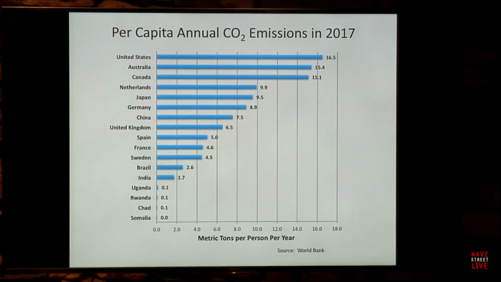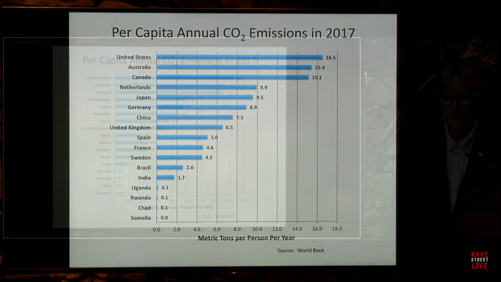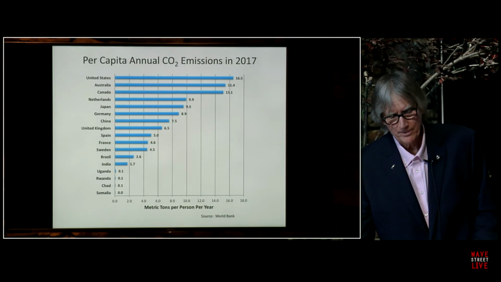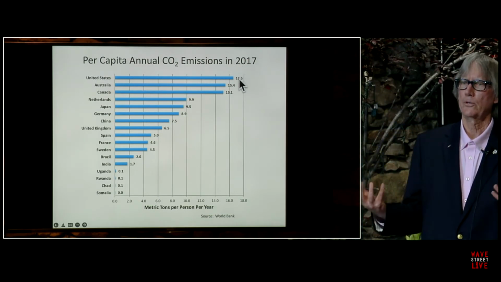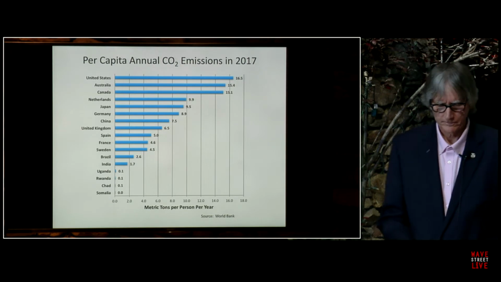What's the commonality there? A lot of people have asked that. I think it has to do with the fact that US, Australia, and Canada, we have high standards of living, but also low population density, large areas of open space. And I think that probably has something to do with it. But our per capita emissions are quite high, close to 17 tons per year per American.